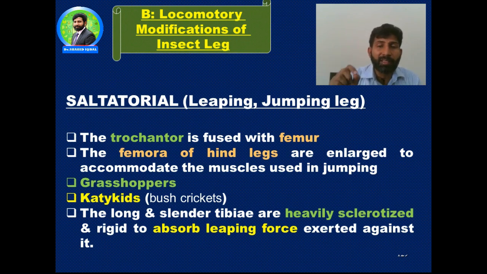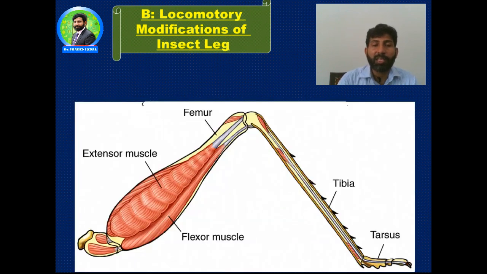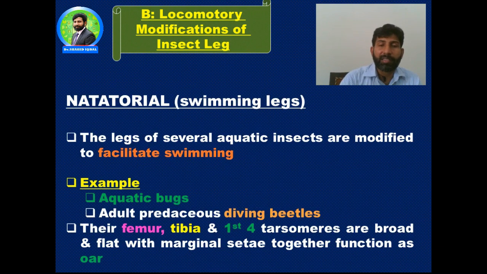This condition exists in grasshoppers, katydids, and bush crickets. The long and slender tibia is heavily sclerotized and becomes strong and rigid to absorb the leaping force exerted against it. You can check here, these are the extensor and flexor muscles. Here is the femur, this is the tibia, this is the tarsus, and this is the trochanter fused with the femur. Ultimately, this is the structure of the insect leg.